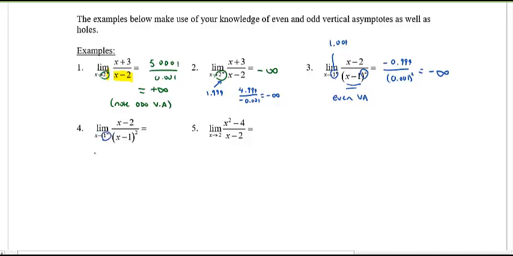And then for number 4, it's the same expression as number 3, except now the limit is 1 from the left, so I know that because this is an even vertical asymptote, it must be the same as the side to the right, and therefore it's negative infinity. And you can double check this by plugging in a number. I guarantee this is equal to negative infinity too.